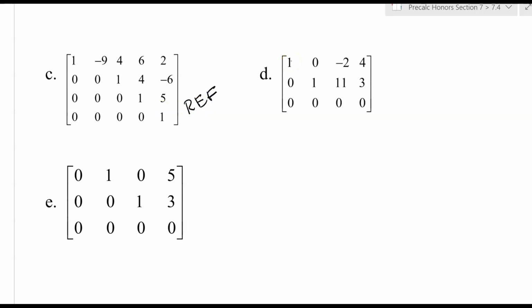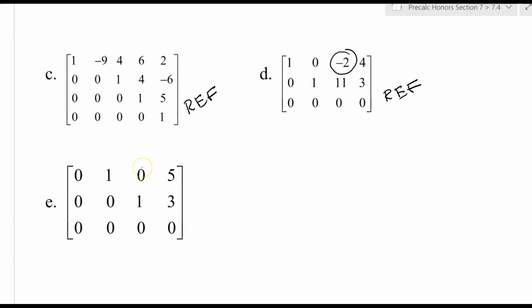Alright, here's a 1, everything below is 0. Here's a 1, everything above and below is a 0. And there's all zeros in the bottom. Now, the only thing keeping this from being reduced row echelon form is this 2 here. But since I have leading 1s and my row of zeros is at the bottom, this would be row echelon form.